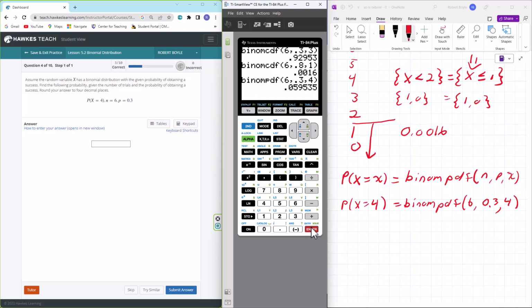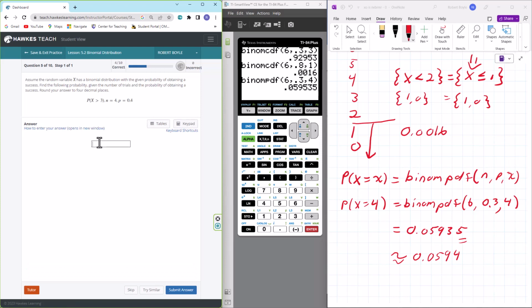And there we go. We have that this is equal to 0.05935. 1, 2, 3, 4. This is our fifth decimal place. It is 5 or higher, so this is going to round to 0.0594. And there we go. All right, next.